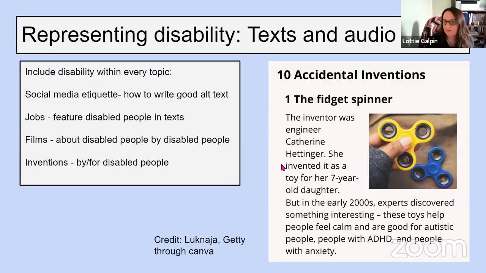Here we've got a text about the fidget spinner. We talk about the engineer, how she initially invented it as a toy for her daughter, but how later on people discovered that it was also good for autistic people, people with ADHD, and people with anxiety. So it's just gentle, incidental references to disability that add up to create a more inclusive reality, rather than these pockets here and there.